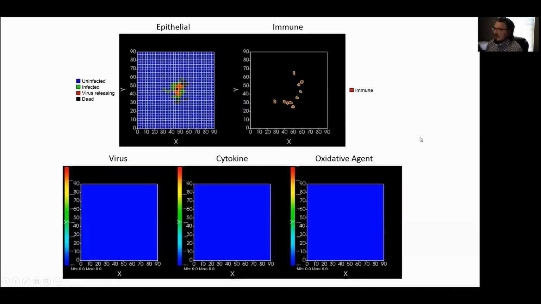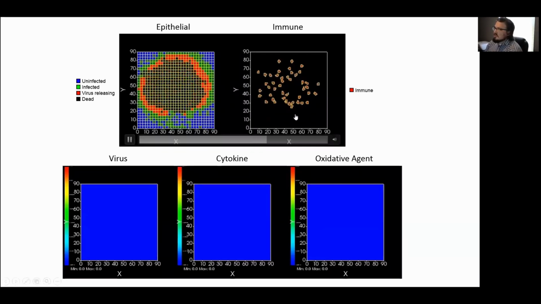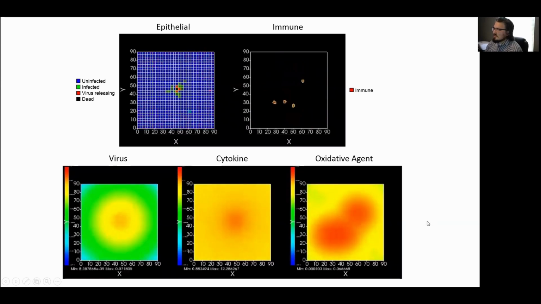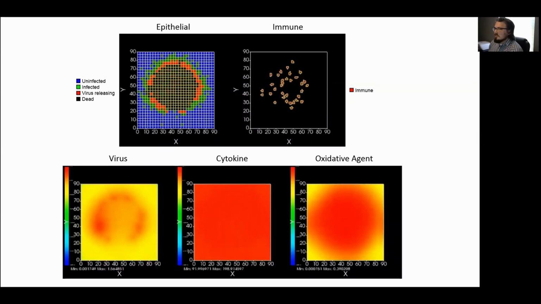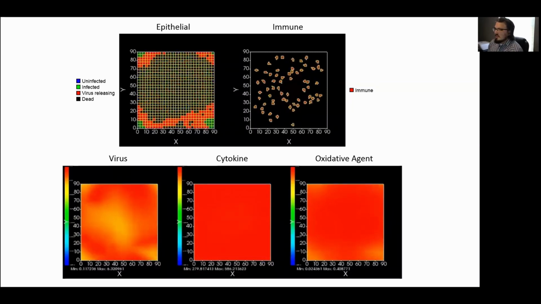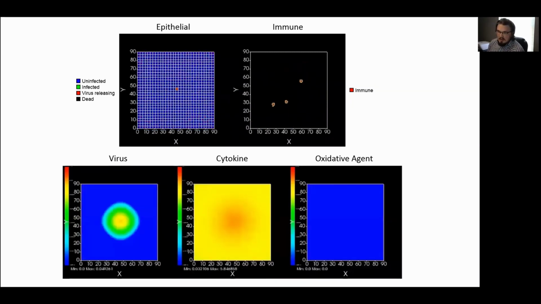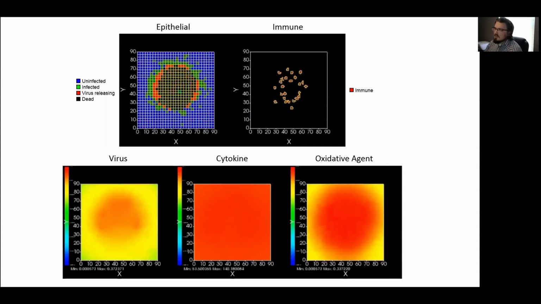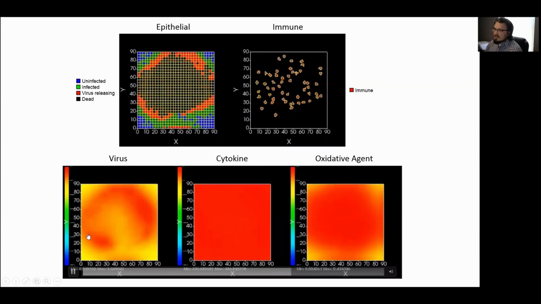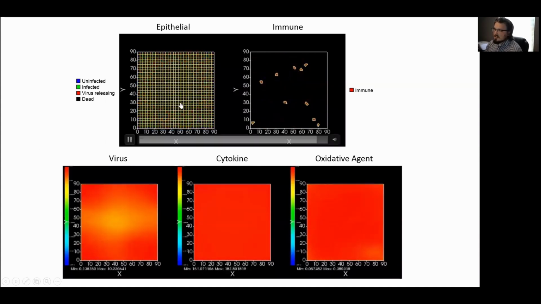And this is what it looks like. So this is the baseline parameter set. You see the cell population here. Now we're going to do this again with also our diffusive fields. Again, the blue cells are uninfected. The green cells are infected but not releasing virus. The red cells are virus-releasing cells, which you can sort of track in the virus field. And then all the black cells are dead.